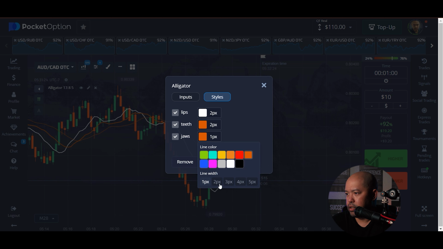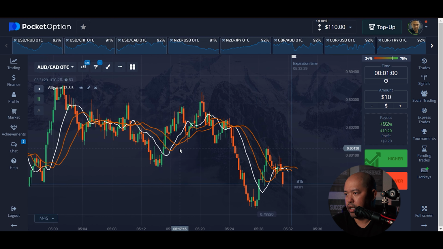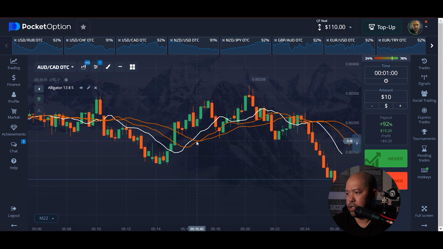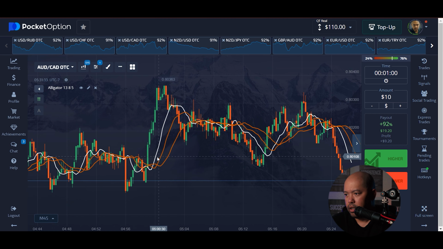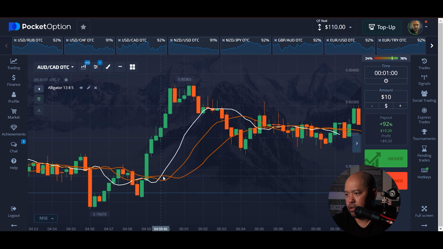Alright, anyway, like I was saying, if you want to do a call position, you will want the lips to cross the other two moving averages in the up direction and parallel to each other, spread out like this.